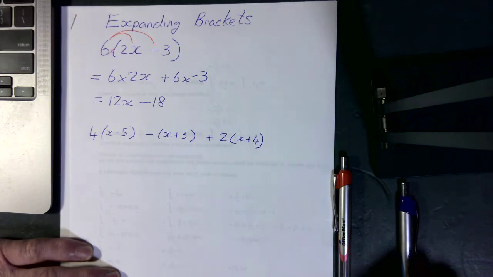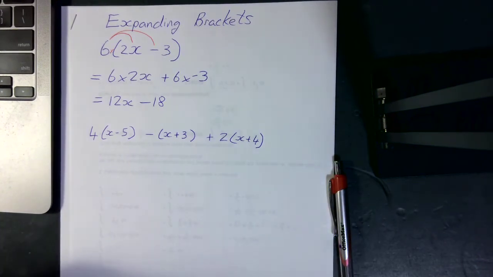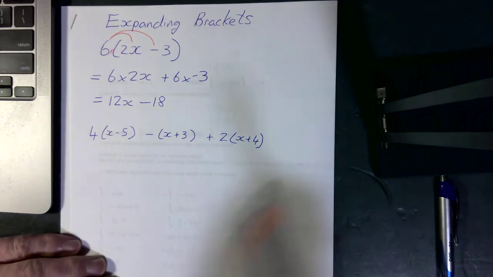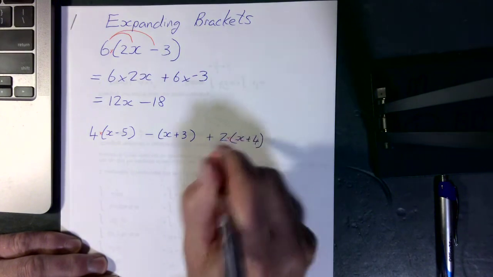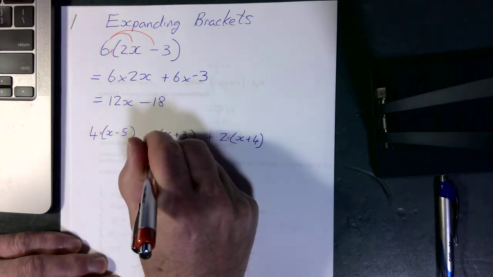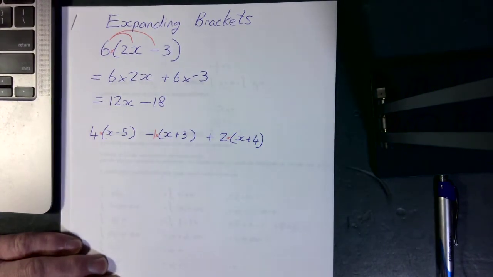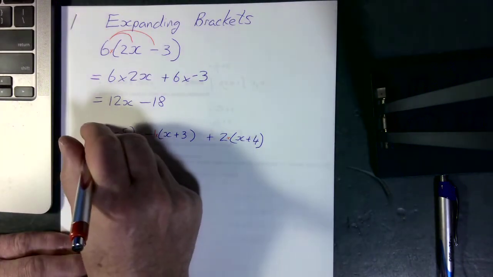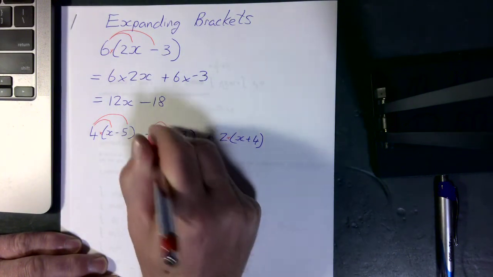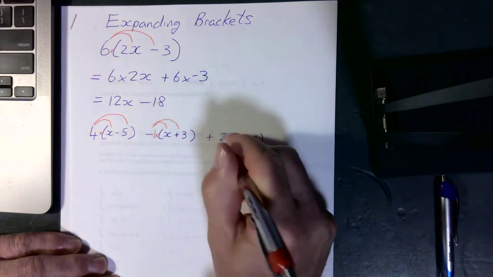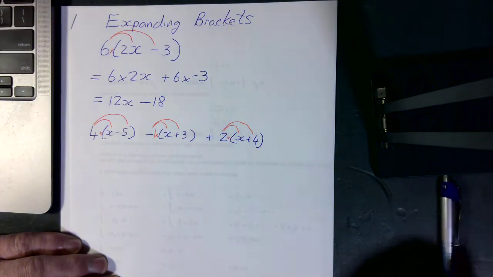Now, if I've got something like this, which is a little bit messier, the same principle applies. There's an unspoken times there and there. There's an unspoken 1 times there. Okay, so that's standard. We can set it up so the 4 has to be times by the x and the -5. -1 has to be times by the x and the +3. 2 has to be times by the x and +4.